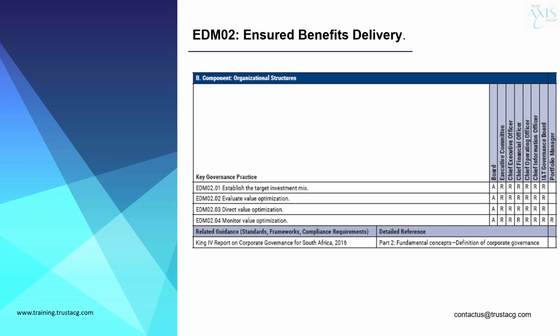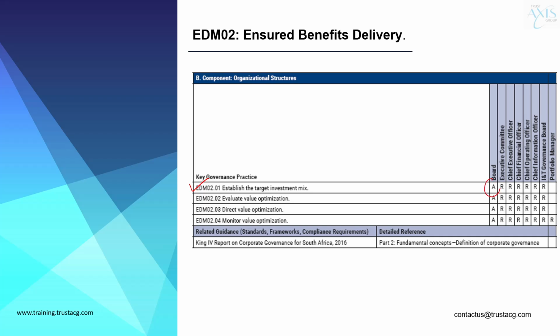Now we'll move on to the organizational structure that needs to be in place in order to achieve the outcome of this particular governance objective. Okay, so the first objective that we discussed in the previous slide was establishment of the target investment mix. Basically, we discussed in detail where you define the ideal balance between different types of IT enabled investment like innovation, transformation, operational maintenance, etc.